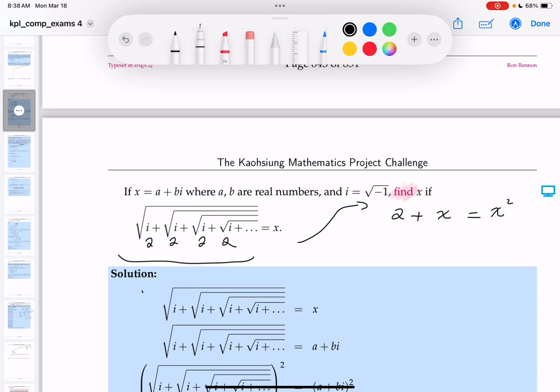Again, I want to point out what X is. X is this thing over here. Well, if you square both sides, it's an infinite nested root. You're expecting to get the same thing back over and over again. What do you get here? Let's write this down. 0 equals X squared minus X minus 2.